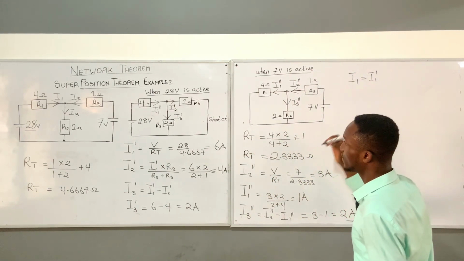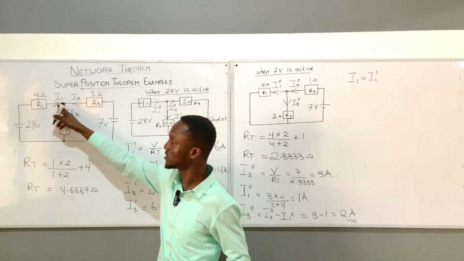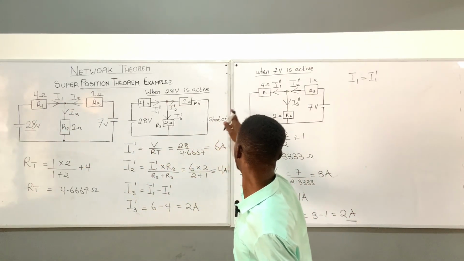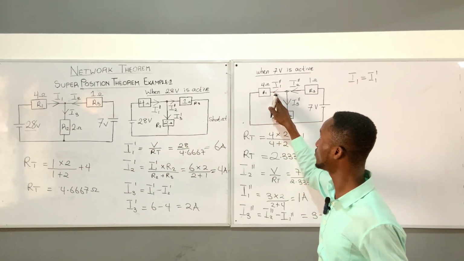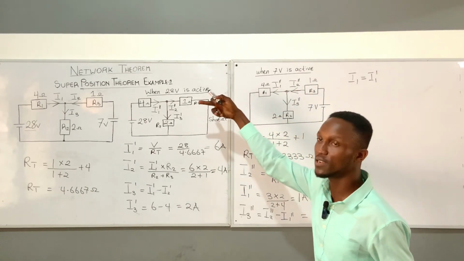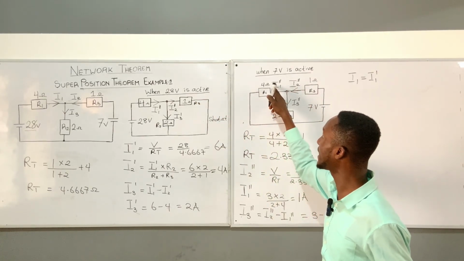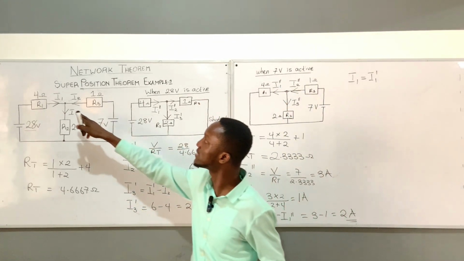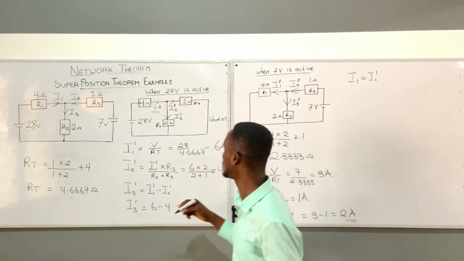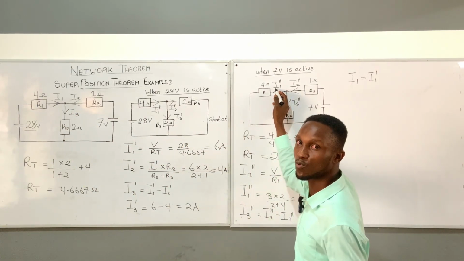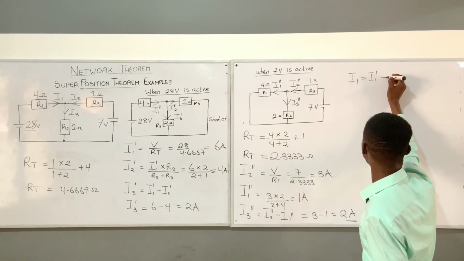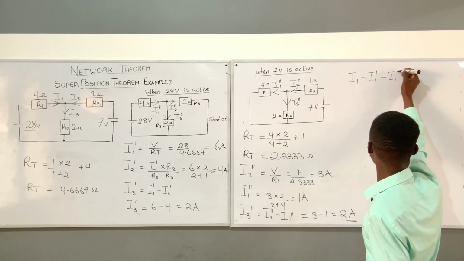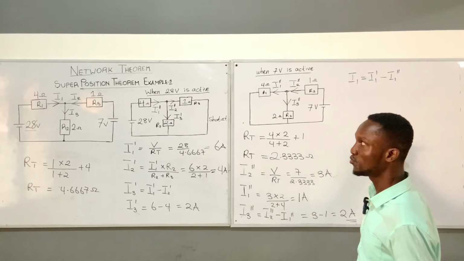I1 prime. Now let us compare this direction with the second diagram, I1 double prime. When you look at it, you could see it is moving in the opposite direction. So you negate this one. It's not moving in the same direction with this. So what you need to do is negate it. So when we negate it, we have minus I1 double prime.